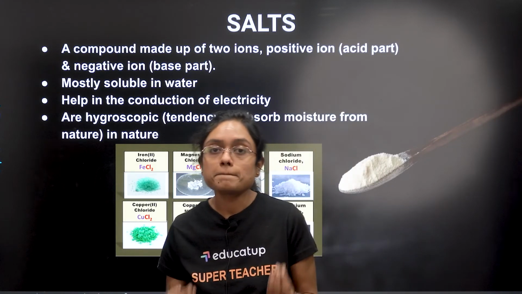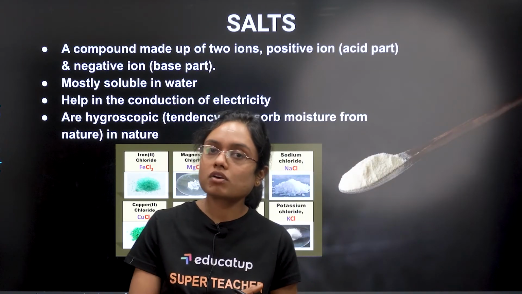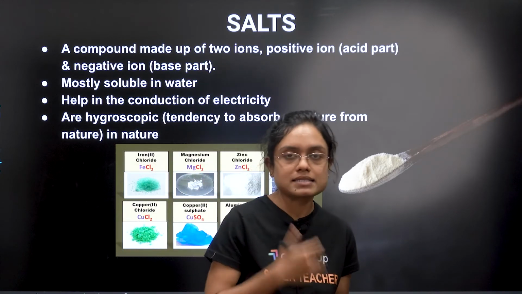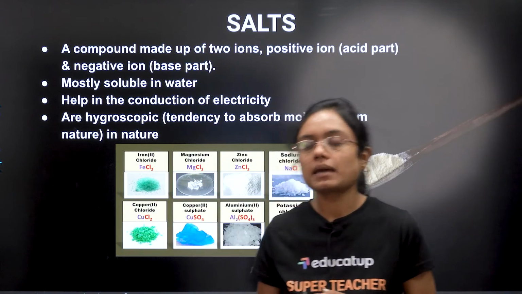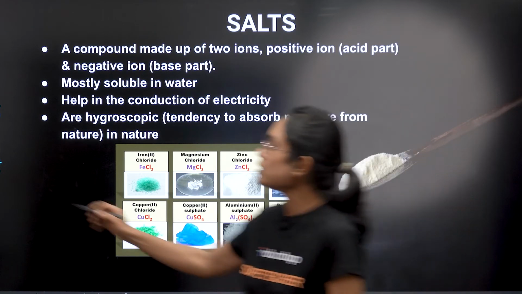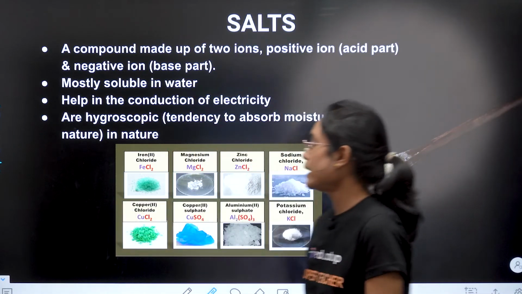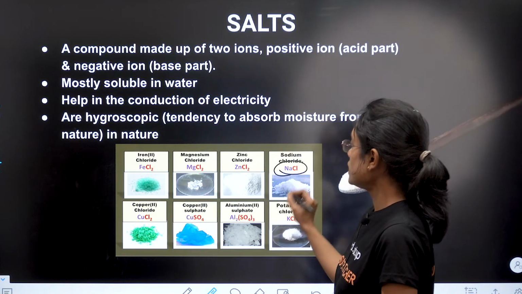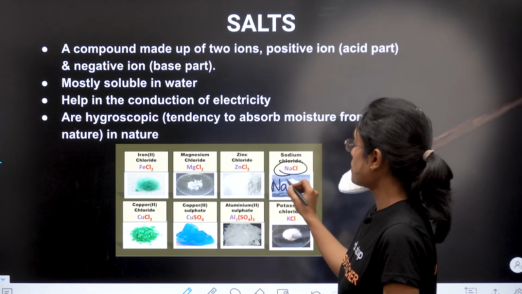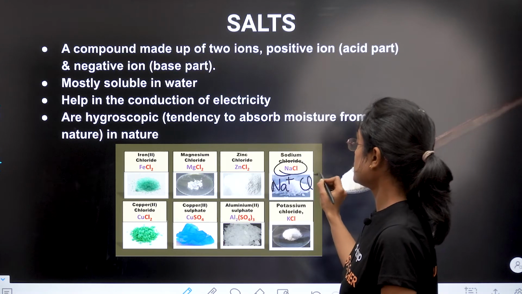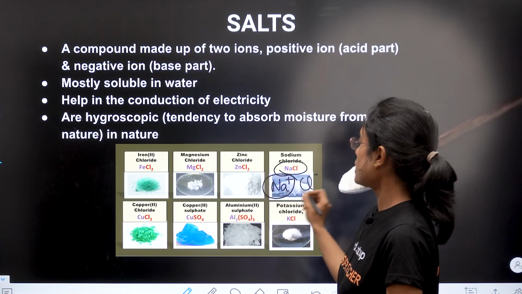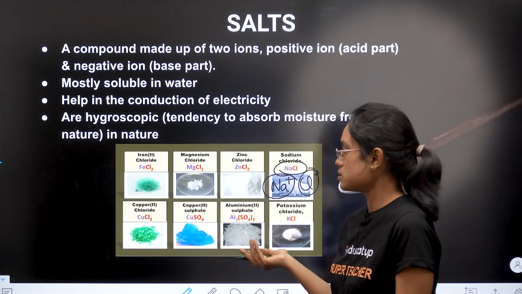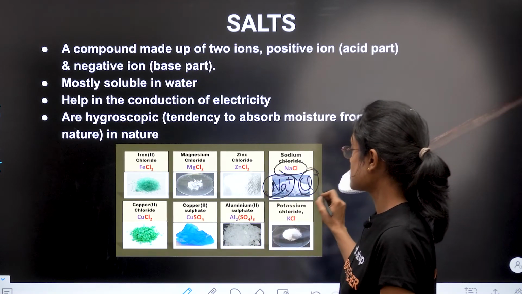A salt is a compound which is made up of one part of acid and the other part of base. So, the positive part is acid and the negative part is base. For example, if we talk about NaCl, Na is positive, Cl is negative. Na is the acid part, Cl is the base part or the negative part, you can say. This has come from acid, this has come from base.